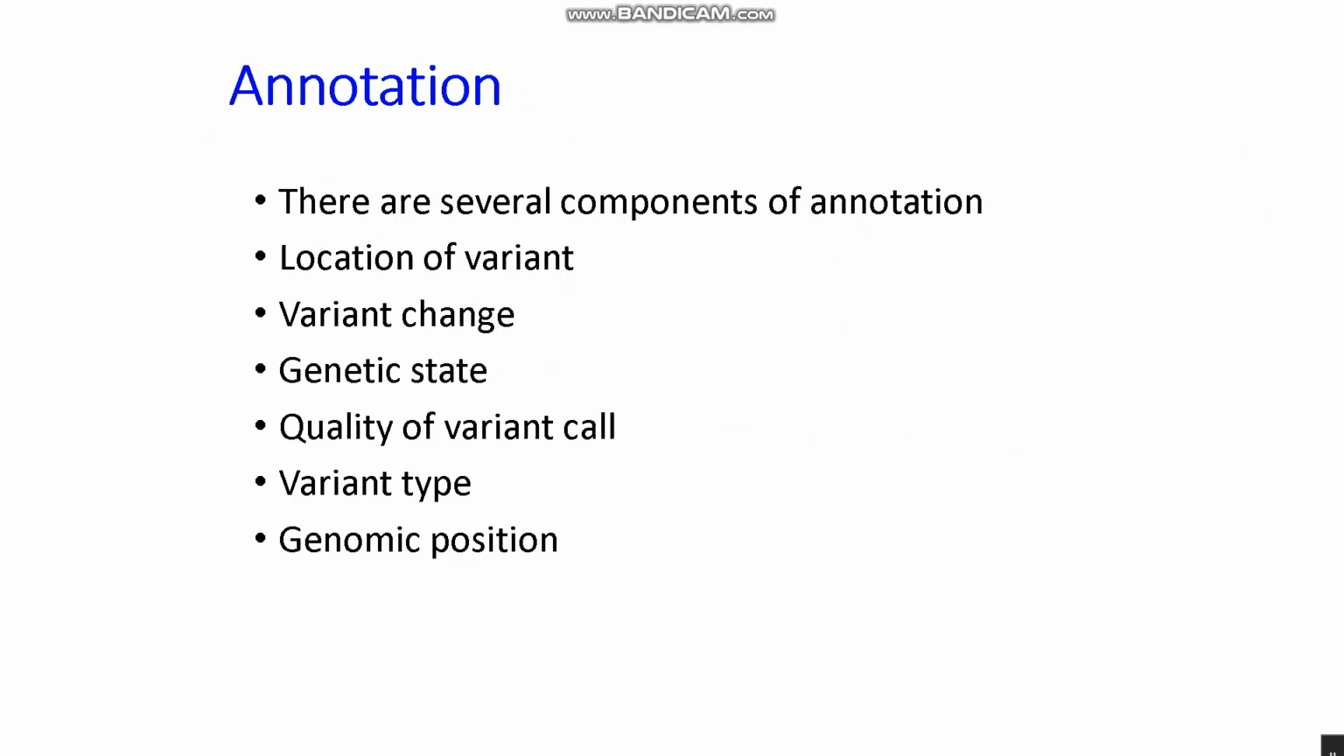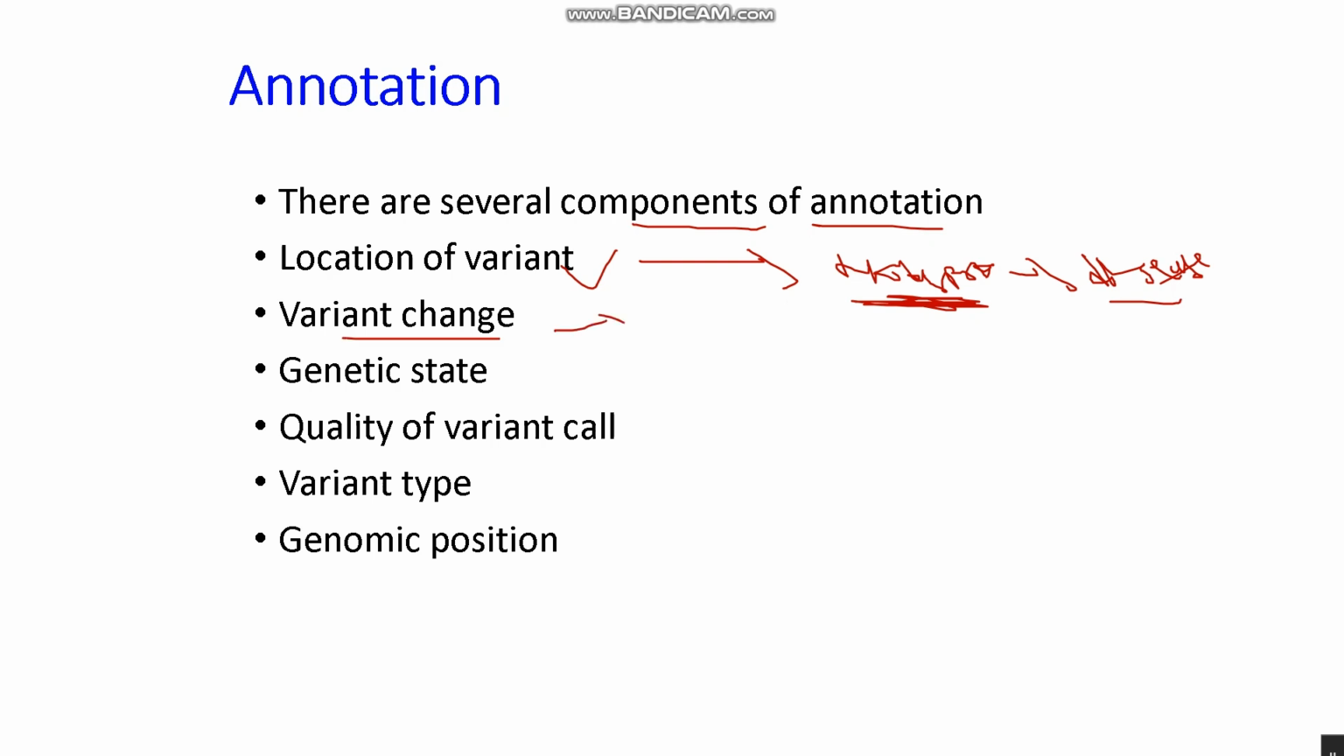There are several components of annotation. One is the location of the variant. The location may be a hotspot, and if there is a variation in that hotspot location, it may cause disease. Another is the variant change, which may be a transition or a transversion.